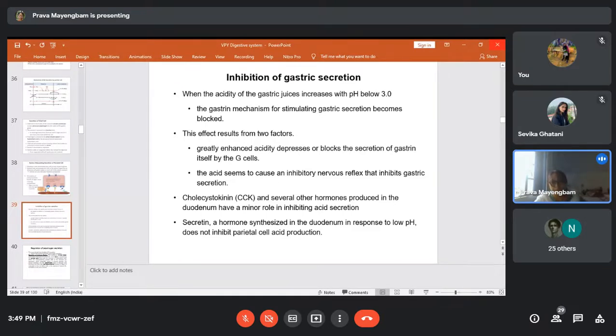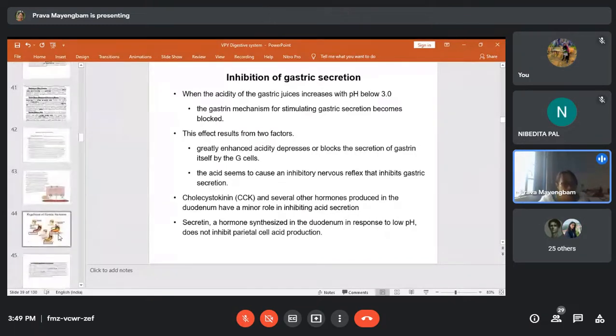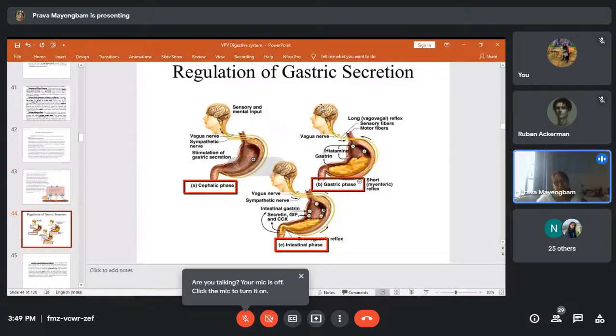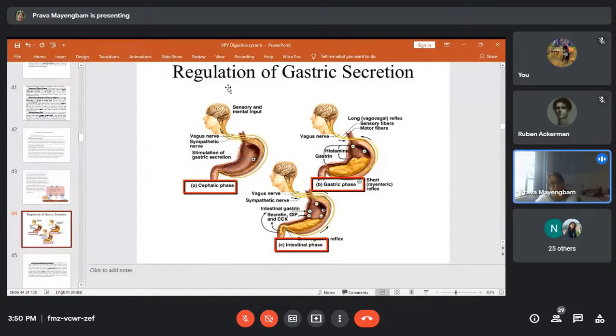Is it done? Yes, ma'am. Okay, and then the phases of secretion. Phases, you write like this. And on this heading, you make different phases of gastric secretion. You can make 3 phases: cephalic phase, gastric phase, and intestinal phase. It is there already in your notes. So this diagram is just for the explanation. So you just note down that there are 3 different phases of gastric secretion, that is cephalic phase, gastric phase, and intestinal phase.